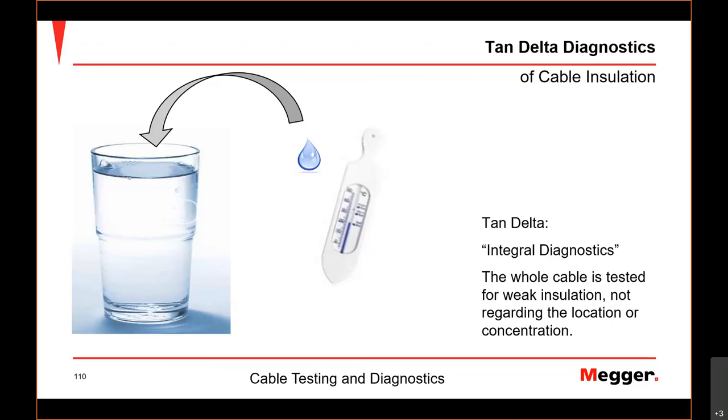If tan delta says good, we do a VLF test. If it blows up, we repair, and the cable is good. If tan delta says bad, we don't even touch it with VLF, because we know it's going to blow up left and right. Don't touch it with VLF, consider it for exchange. And that would be the process, the recommendation.